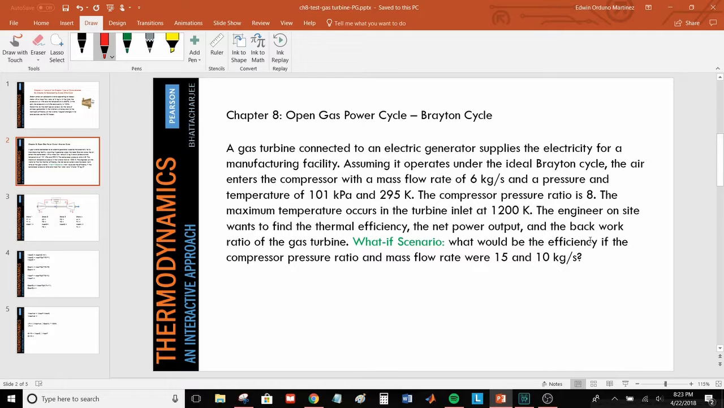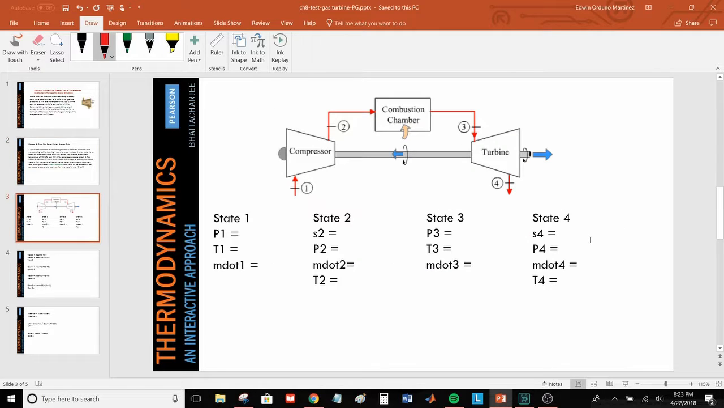So in this problem, we're going to use the ideal Brayton cycle. Pressure 1 is given as 101 kPa. Temperature 1 is given as 295 Kelvin. Mass flow rate is given as 6 kilograms per second.